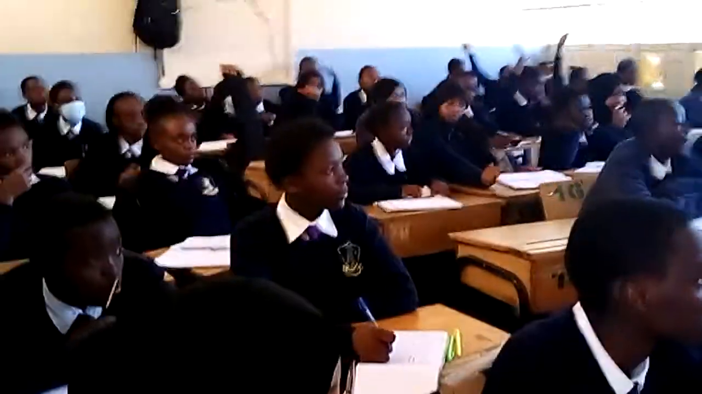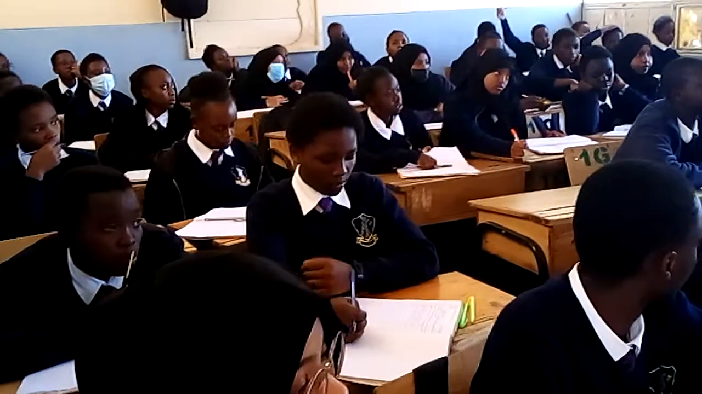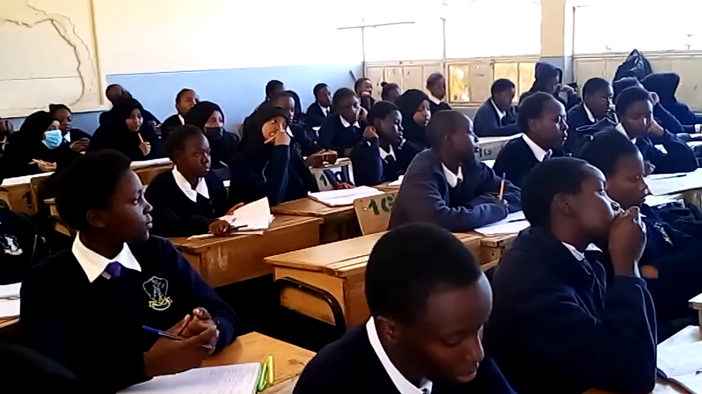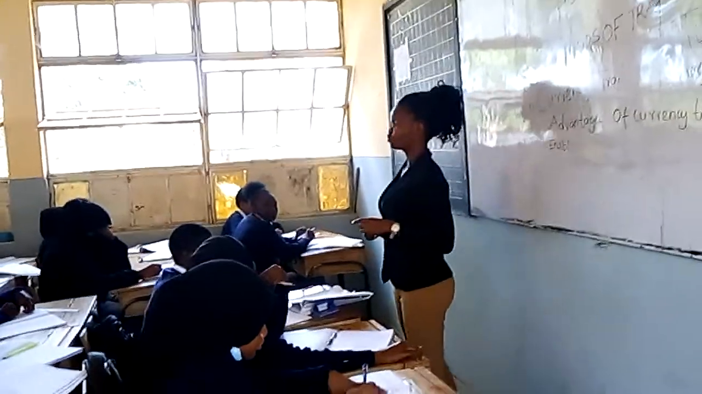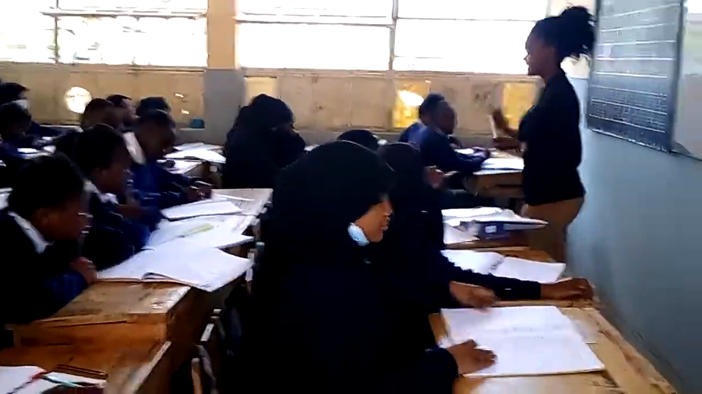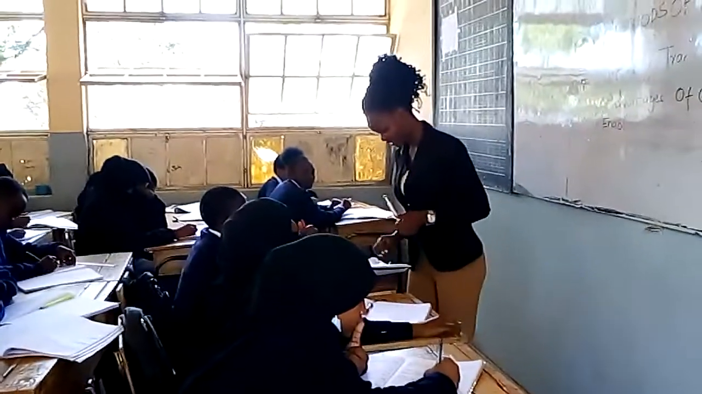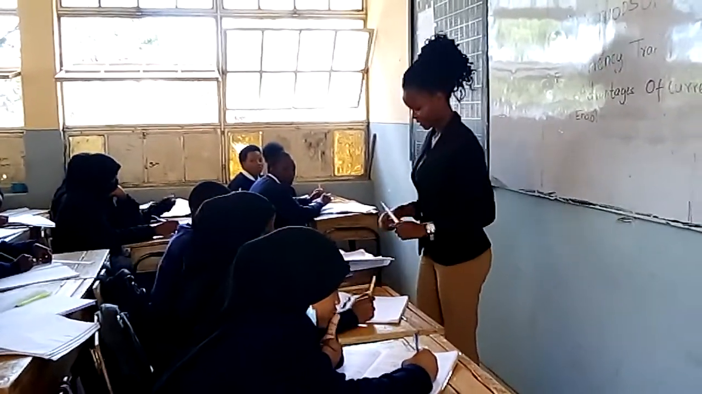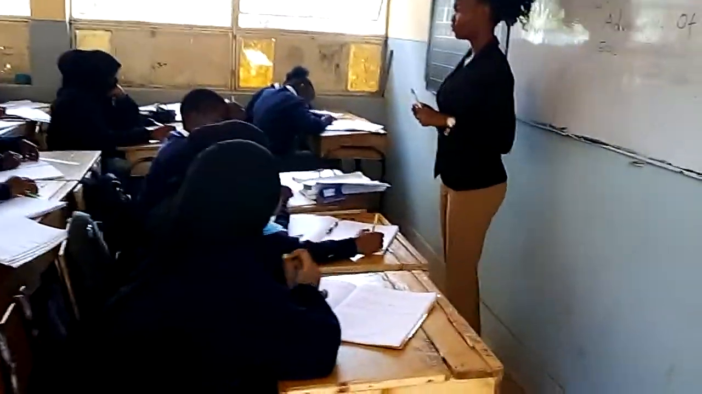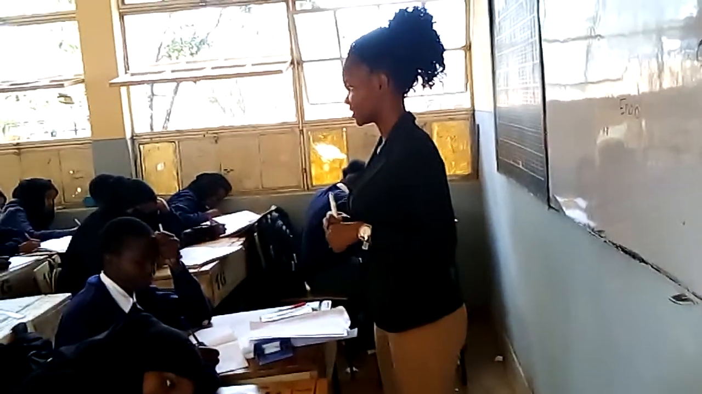So the second point, yes? It can be divided into smaller units. Good. So one advantage of currency trade is that money can be divided into smaller units, and therefore you can buy any amount of goods you want. Okay? So the advantage is that money can be divided. You can write that. Money can be divided into smaller units. Therefore, you can get any amount of goods you want.